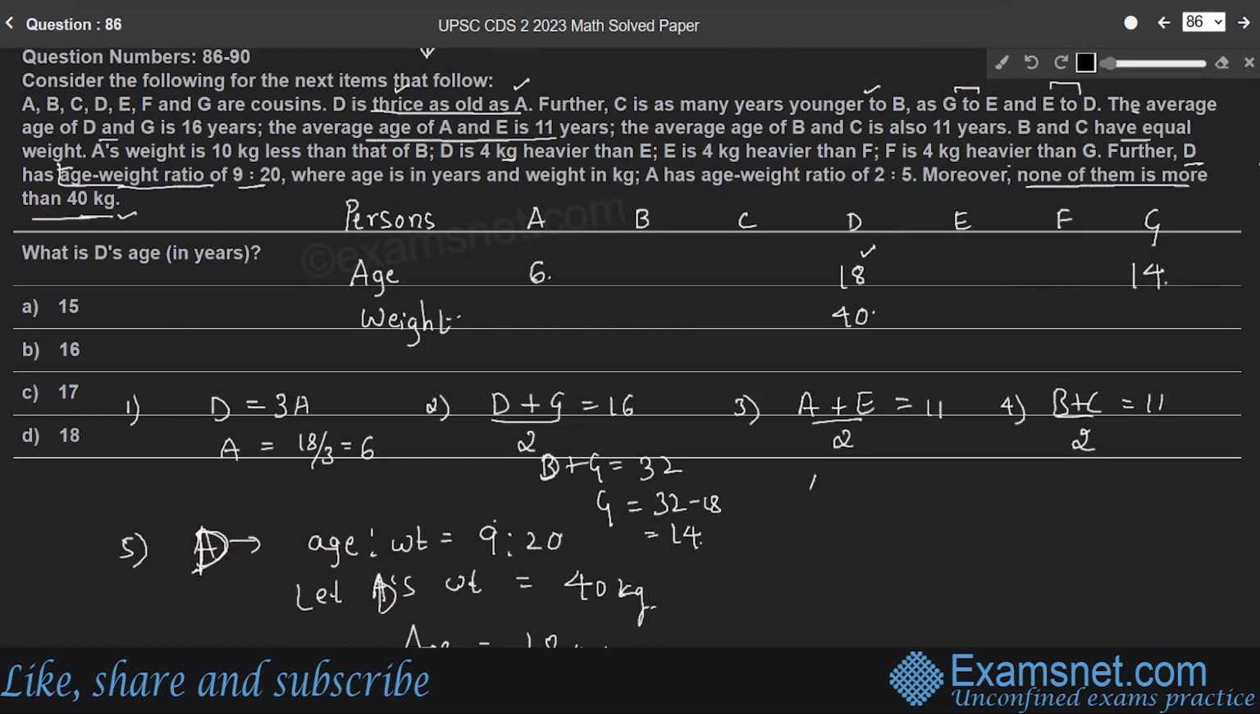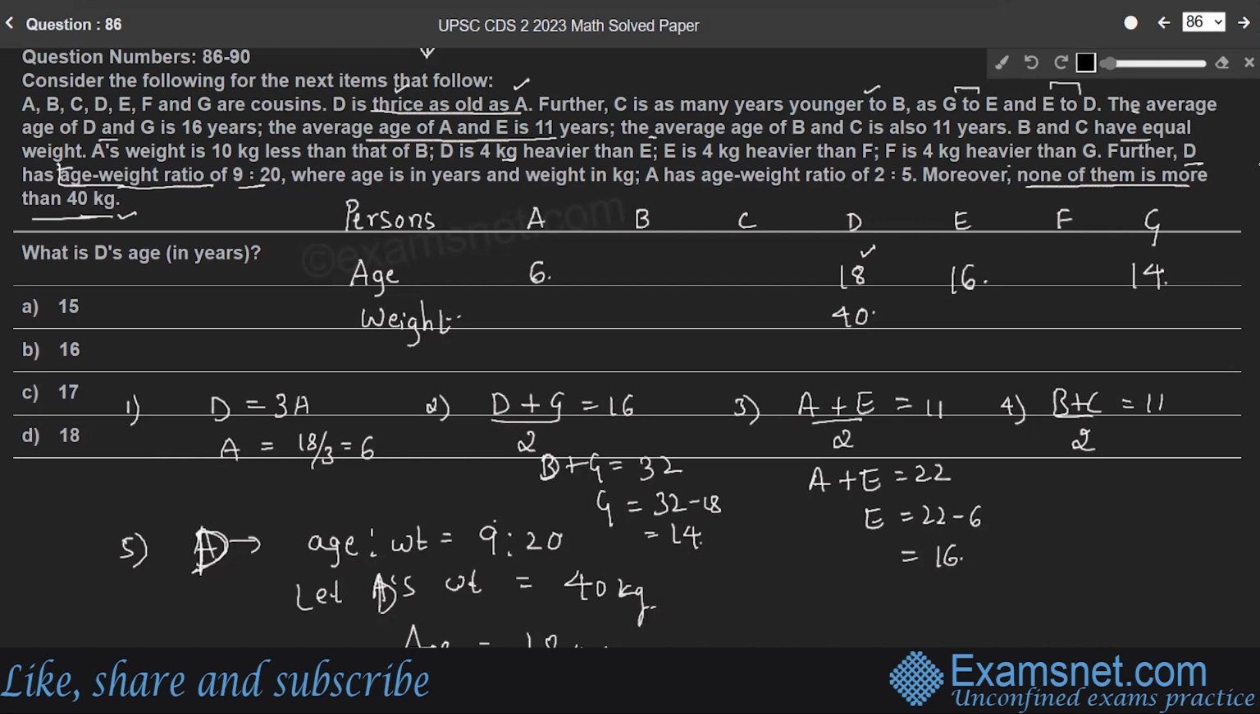So next, moving further, A and E's average age is 11 years. So we'll come to this point. Third point, A plus E is 22. We know A's age. Therefore, E's age is 22 minus 6. 6 is A's age. Therefore, E is 16 years. 16 years, right?